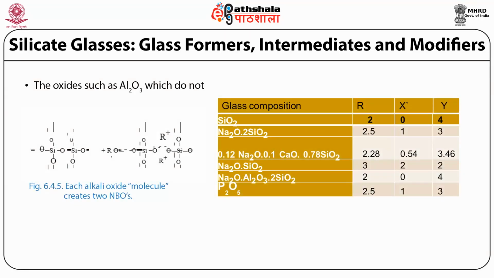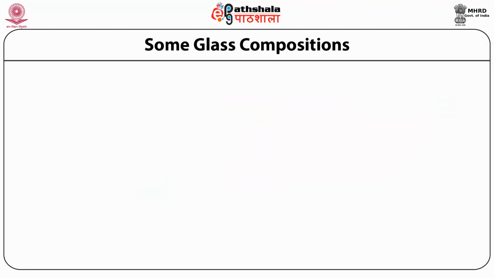The oxides such as Al2O3, which do not form glass by themselves but are able to form a glass when added to others, are called intermediates or conditional glass formers. Some of the examples of the network formers, intermediates, and modifiers in glasses have already been discussed in the previous module. Now let's discuss some glass compositions.